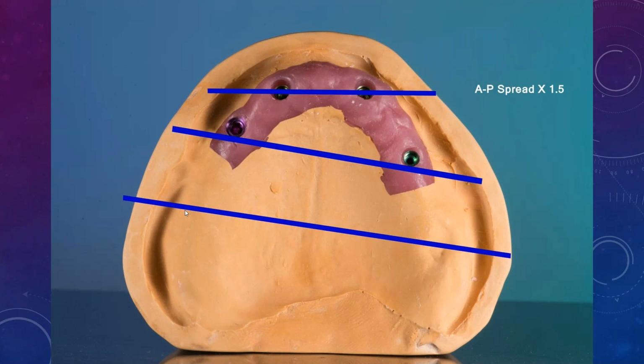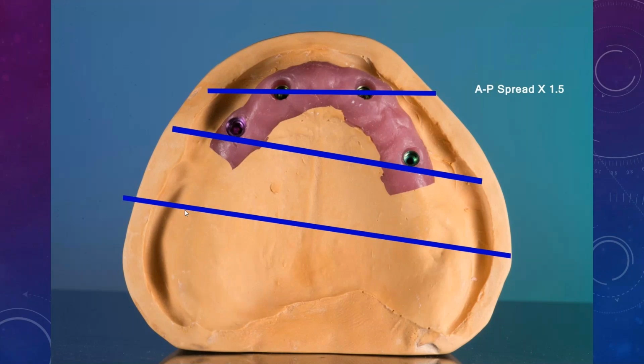Now, if you're opposing a fully dentate mandible and the patient's like a 40-year-old linebacker with huge muscle mass and a bruxer, then maybe I wouldn't do 1.5 AP spread. Maybe I'll do 1. Or in some cases where the bone quality on the maxilla is not the best, maybe I'll do less than that. Okay, maybe I'll do half in order to minimize stress on those implants and so I don't cause bone loss and implant loss down the line.